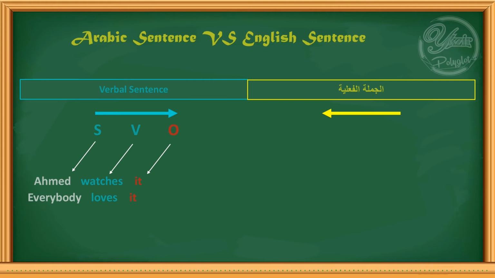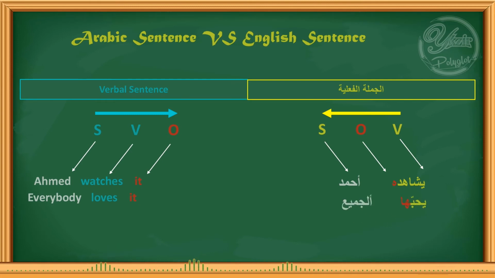But if the object is a pronoun, the word order will be verb, object, subject. For example, Ahmed watches it. Everybody loves it. In Arabic, يشاهده أحمد. يحبها الجميع.